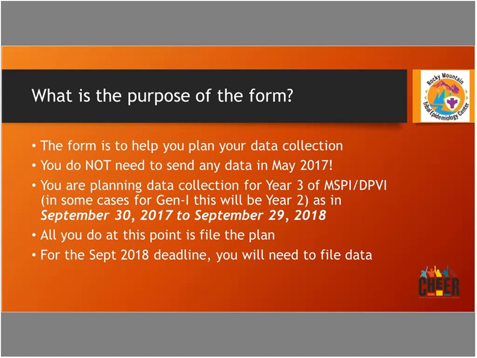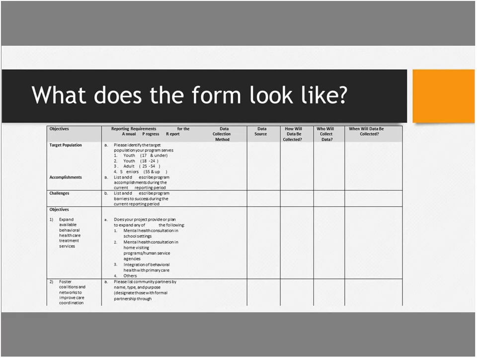For most of you, this is year 3 of the program that you're going to be collecting the data for. Some of the Gen I programs just got funded from the Bright Colleges. That is year 2 for you. But it's not this year. It's not this current year, okay? So all you need to do at this point is to file the plan. And then in September 2018, you'll need to file data. Did someone have a question? Okay, so that's just one thing to be very clear about, okay?